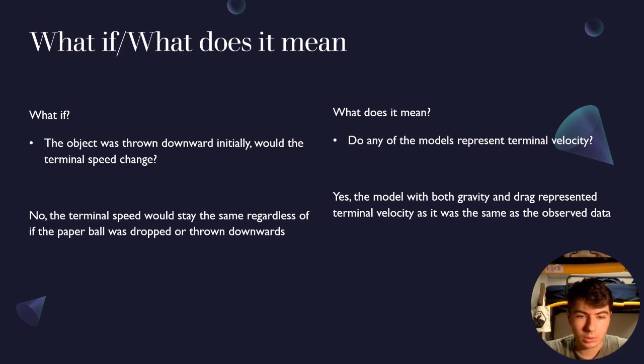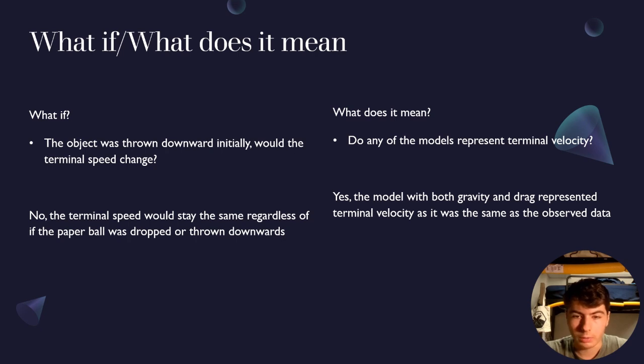What if the object was thrown downward manually? Would the terminal speed change? No, the terminal speed would stay the same regardless of whether the paper ball was dropped or thrown downwards. This is because terminal speed is reached when net force equals 0, and for net force to equal 0, the drag force has to equal the gravity force. So once that happens, it's going to have the same terminal speed.